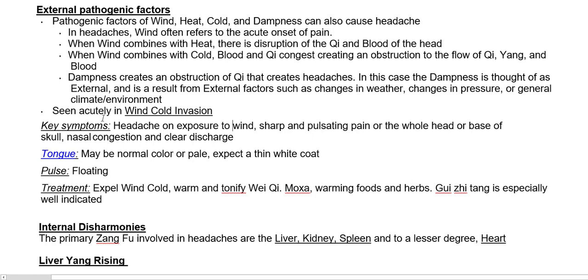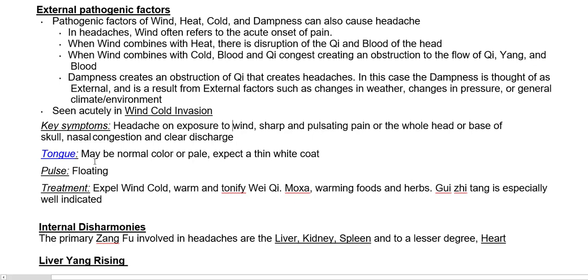Key symptoms, like we talked about: exposure to wind, we get a sharp and pulsating pain, often of the whole head. There's nasal congestion, clear discharge. This is a wind-cold invasion. We've talked about the tongue being normal or pale, expect a thin white coat, and the pulse is floating. So when we see these things, this tells us, yeah, we're dealing with wind-cold invasion. Now this is not all wind-cold invasion. We've talked about a few other features in here, but now we're looking at wind-cold invasion.